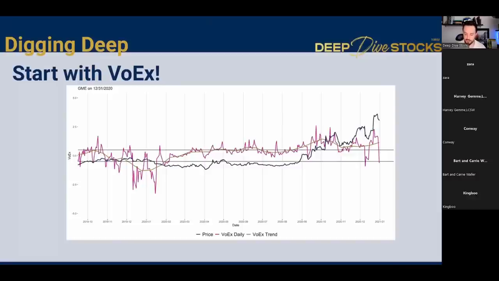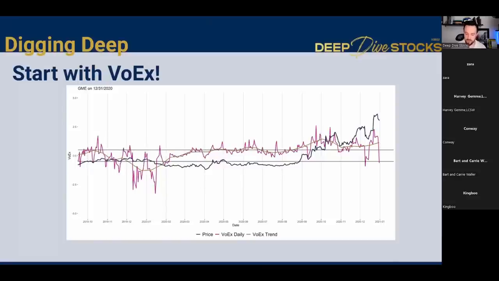So with the VoEx graphs, the position relative to the two horizontal lines only has to do with VoEx. So really the price is just there for us to reference. The price doesn't really have an association with the two horizontal lines, just the VoEx.